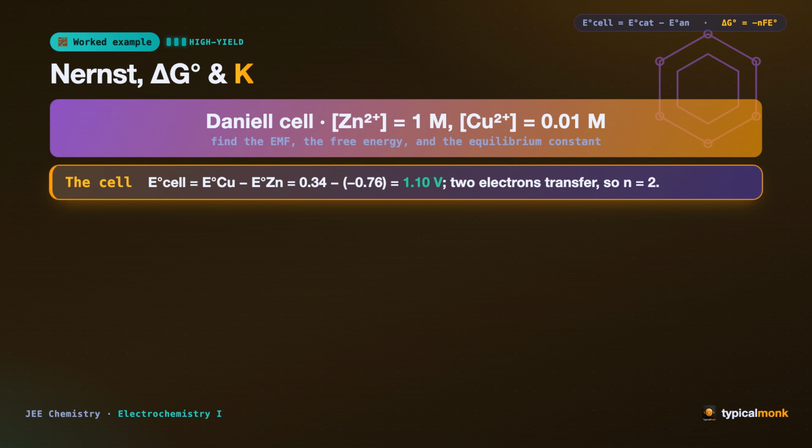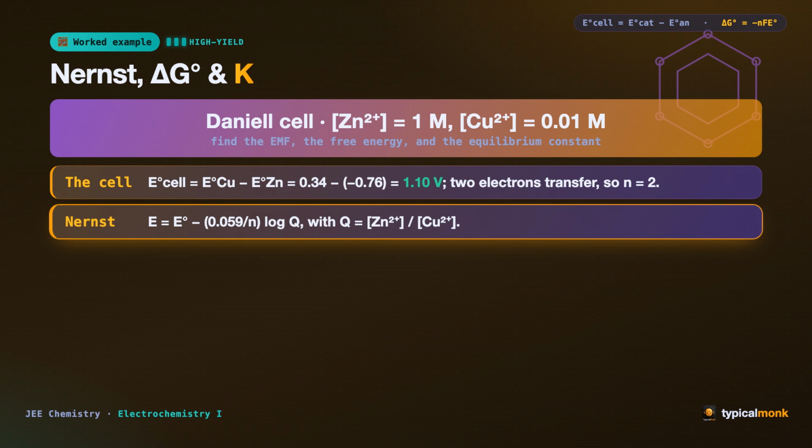Let us work the G favorite. The Nernst equation, the free energy, and the equilibrium constant, all from one cell. Take the Daniell cell with zinc ions at 1 molar and copper ions at 0.01 molar. The cell first. E cell standard equals E copper standard minus E zinc standard, 0.34 minus, bracket, minus 0.76, which is 1.10 volt. 2 electrons transfer, so n equals 2.